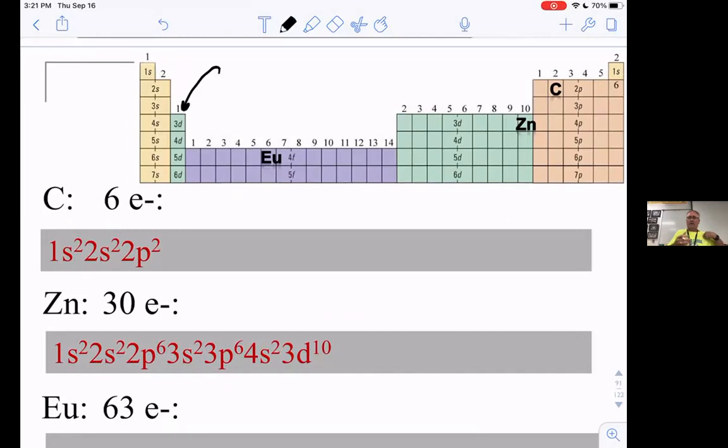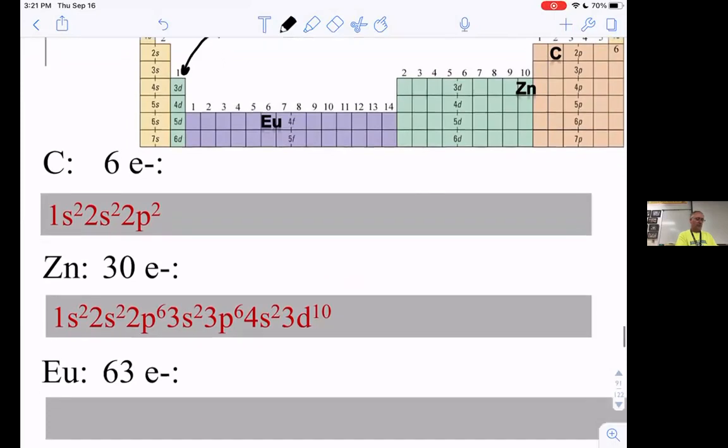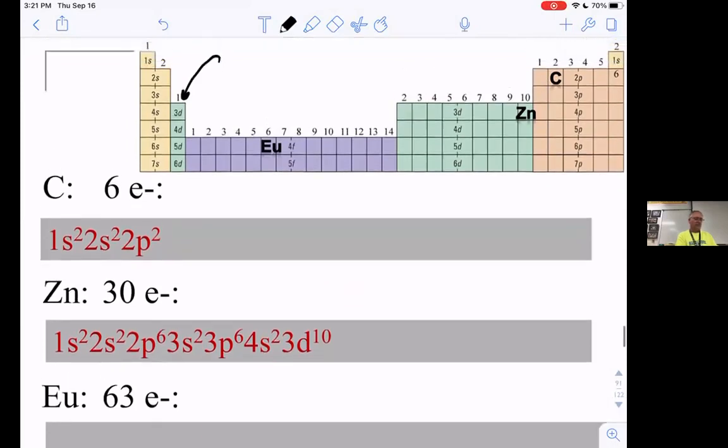And so, like I said, exams, quiz, I'm not going to ask you to do something in the Fs. That's just cruel, but we'll do one right now, just a long one to see what it's like. So let's do europium down on the bottom. It's got 63 total electrons.